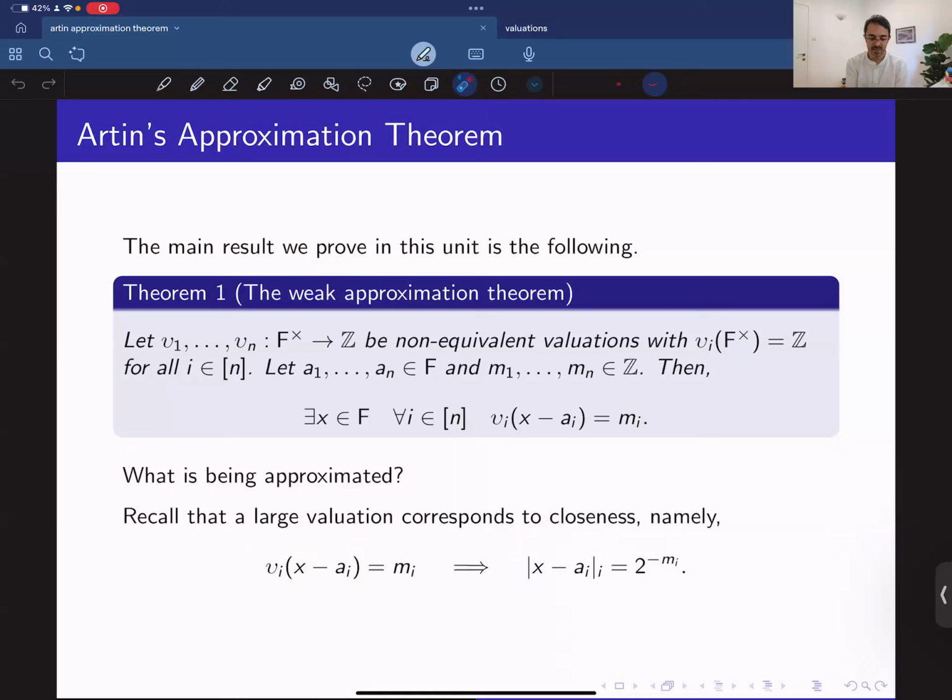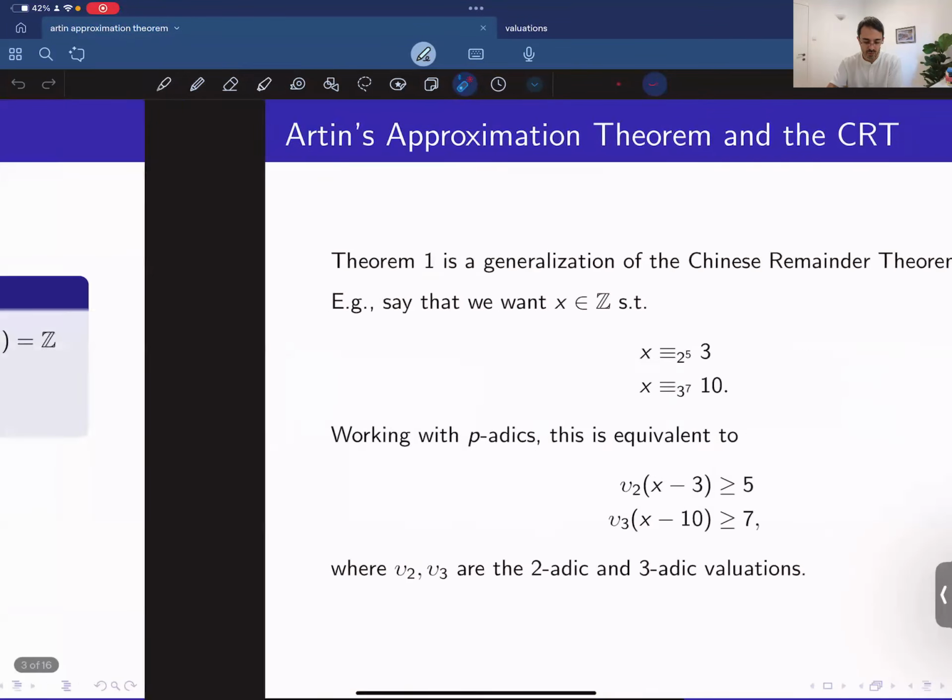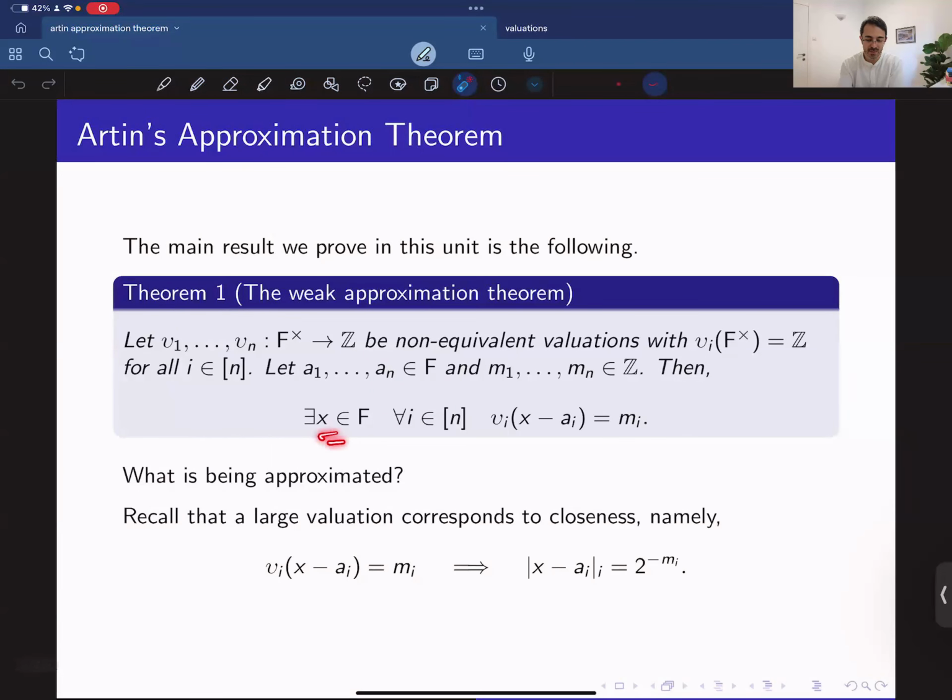So saying that x minus a_i has valuation according to v_i at least m_i is the same thing as saying that the absolute value that is induced by the valuation, let me denote it by absolute value with a subscript i, to recall the i-th valuation, is at most 2 to the minus m_i. So that's what I'm saying. I'm saying that you found an element x that is close to the i-th element according to the i-th metric, to the extent that you would want.